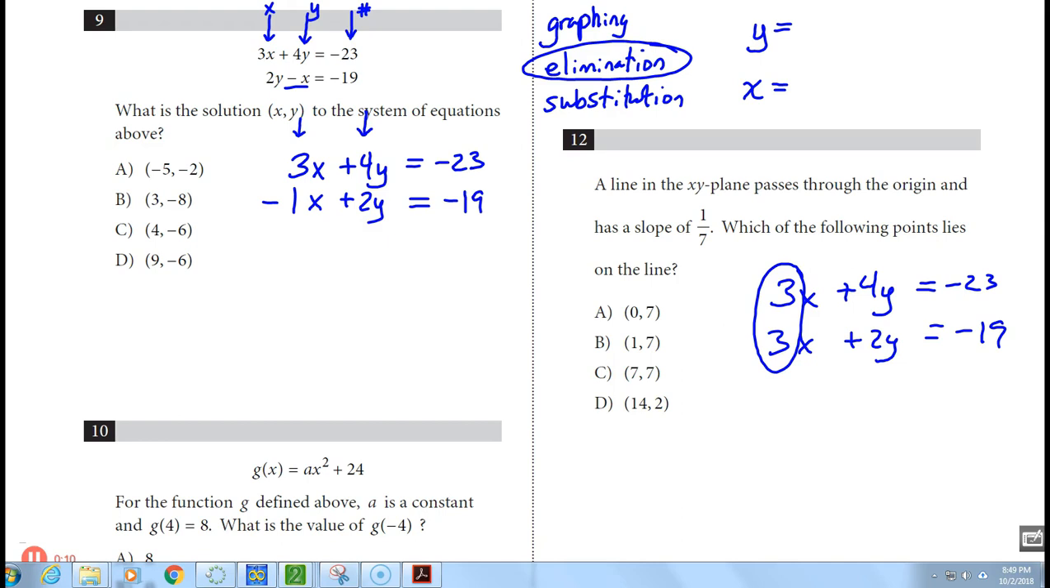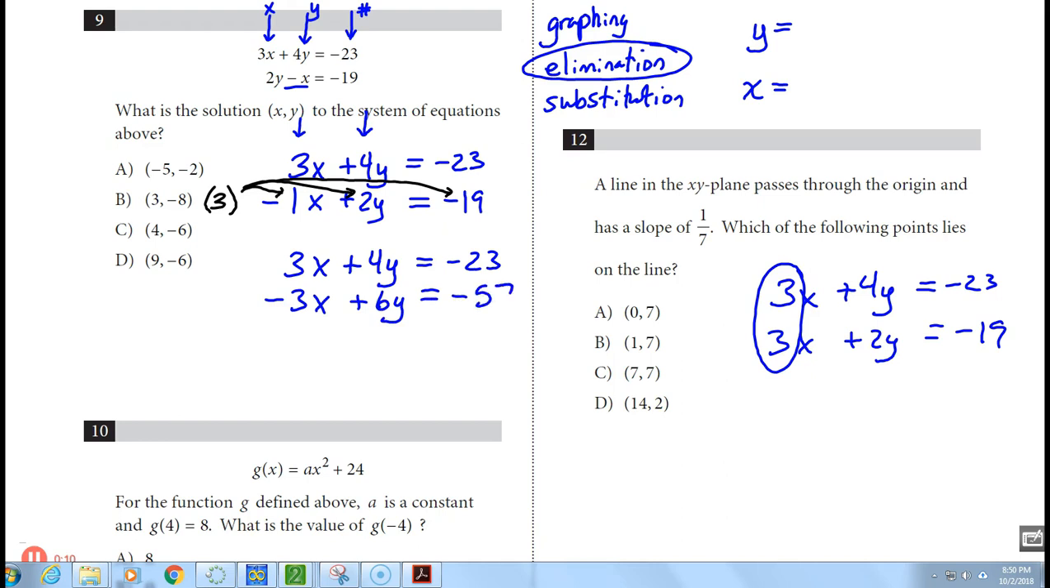So what I'm going to do, and I have a couple choices, I can either get the x's to match or I can get the y's to match. I'm going to get these x's to match. So I'm going to multiply this entire row by 3. Every single piece on this row is going to get multiplied by 3. I'm going to distribute it all the way through. So I'm going to copy down the first equation, 3x plus 4y. I'm not going to touch that one. I'm going to leave it alone. The bottom equation I'm going to multiply, and now I have negative 3x, positive 6y, and I've got to multiply 3 by 19, which would be negative 57.